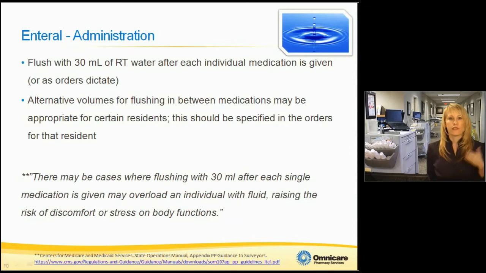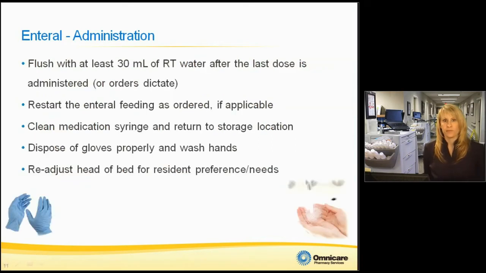After each individual medication is given, as I mentioned, 30 mils of room temperature water, or as orders dictate. Alternative volumes could be prescribed, but it needs to be specified in the orders for that resident. And even the state operations manual says that there may be cases where flushing with 30 mils after each single medication is going to overload someone with fluid or cause stress on their body functions. So you need to assess, individualize, go back and restructure orders as people need.